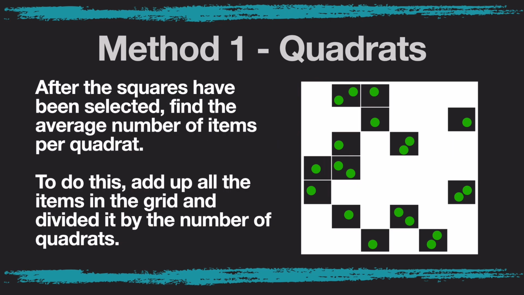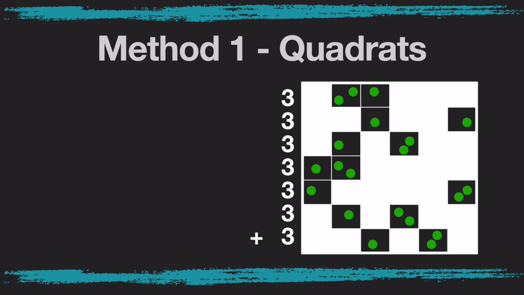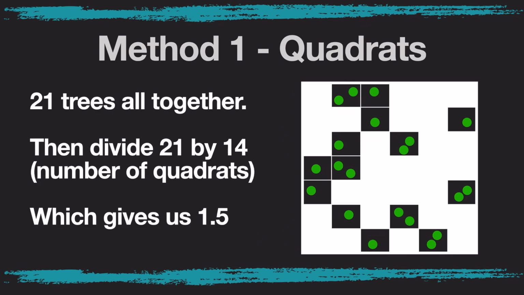After your squares have been selected, find the average number of items per quadrant. To do this, add up the items in this grid and divide it by the number of quadrants. So, 2 plus 1, 1 plus 1, 1 plus 2, 1 plus 2, 1 plus 2, 1 plus 2, and 1 plus 2. They all equal 3, of course, and then we're going to add those together, and that gives us 21. So, divide 21 by 14, and 14 is the number of quadrants, and that gives us 1.5. So there is an average of 1.5 trees per quadrant.